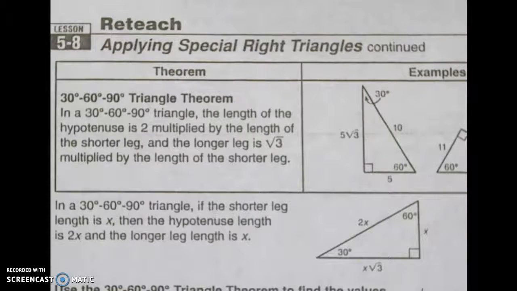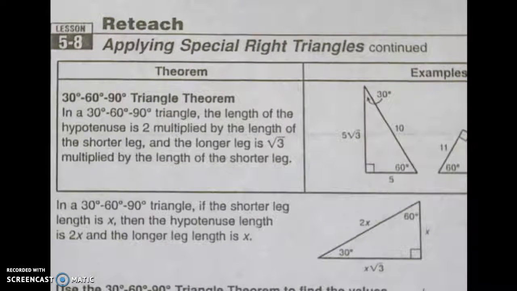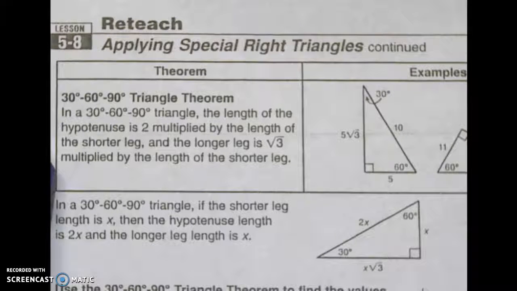On the back side of the page, I'm looking at the other special right triangle, known as the 30, 60, 90 right triangle. When I'm looking at the 30, 60, 90 right triangle, the length of the hypotenuse is twice the length of the shorter leg, and that longer leg, or medium side, is the length of the short leg times the square root of 3.